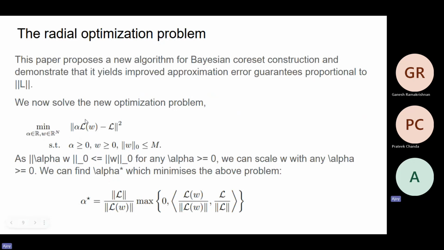Now, to minimize this problem, we will find the optimal alpha, so that this norm problem is simplified to a much simpler problem. The optimal alpha turns out to be alpha star, which is kind of a relative norm between L w and L.